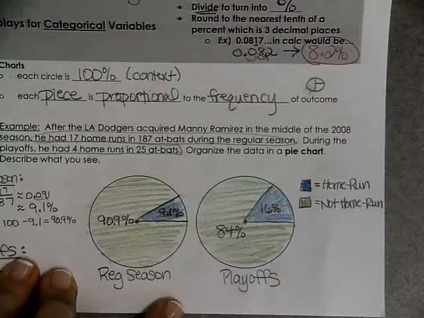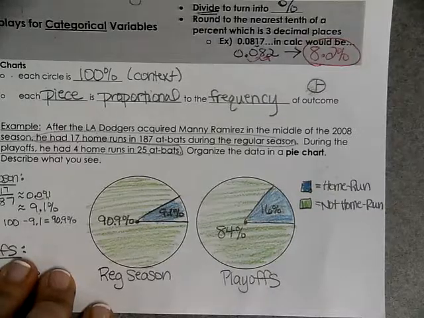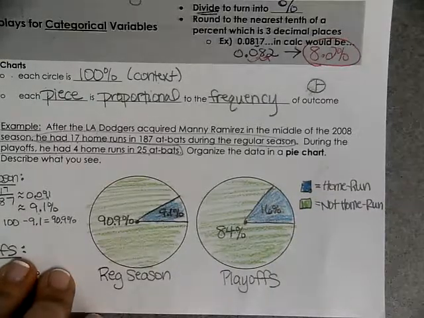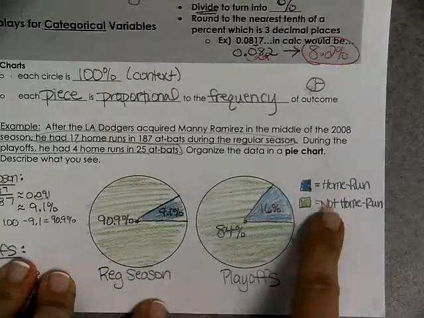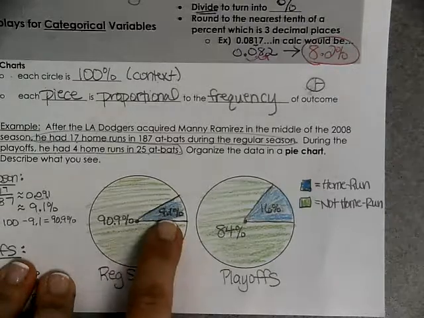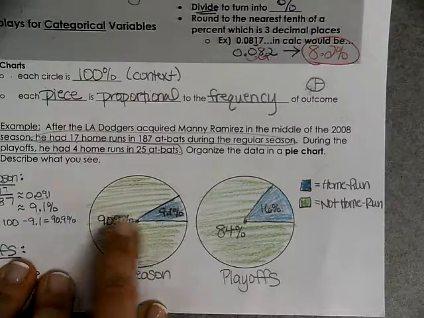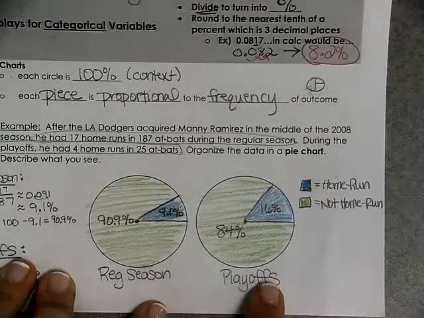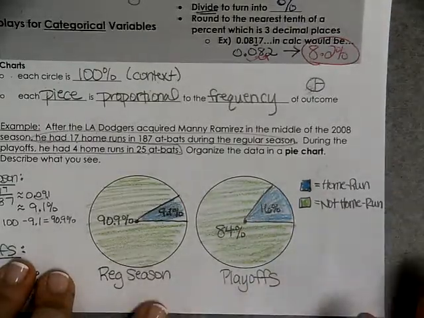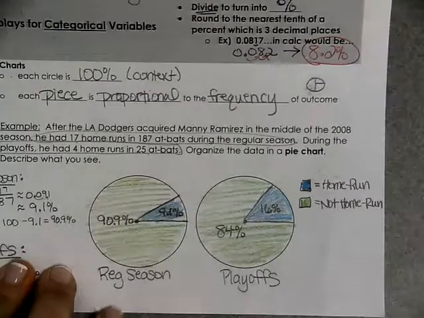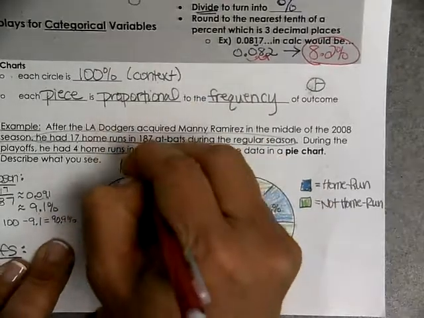Okay. But essentially now that looks like a pretty good pie chart, except for one thing. Yes, we know that this is regular season and this is playoffs. And because of this key, we know that in the regular season it was 9.1% home runs, 90.9% not home runs, 16% home runs in the playoffs, 84% not home runs in the playoffs. So what's the problem? Okay, the problem is we don't know who this is. So we look back in the body of the problem, and it says that this is Manny Ramirez.